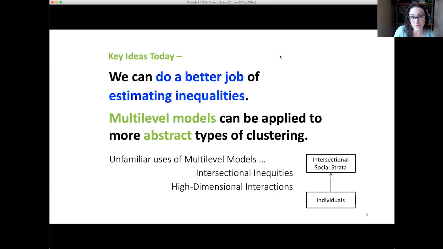So I will tend, just a note on language, to refer to these clusters as strata or social strata or intersectional social strata.